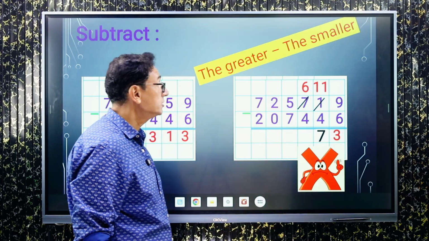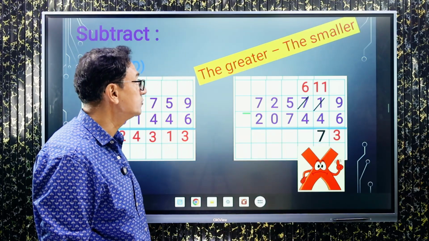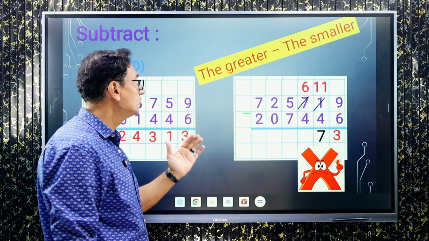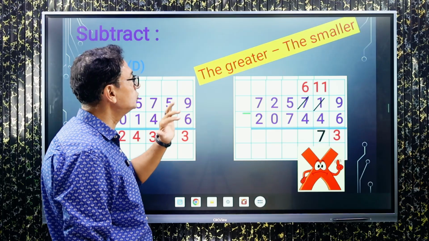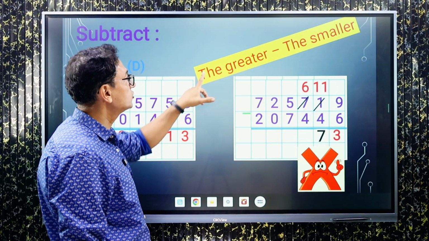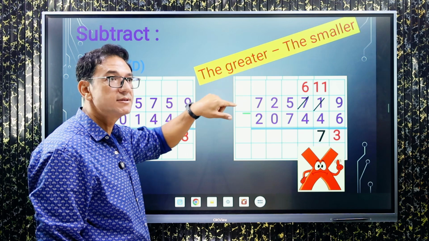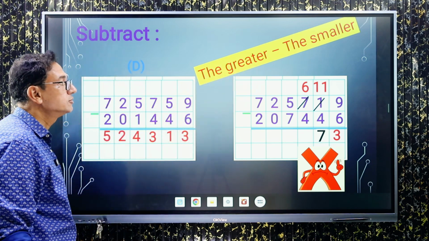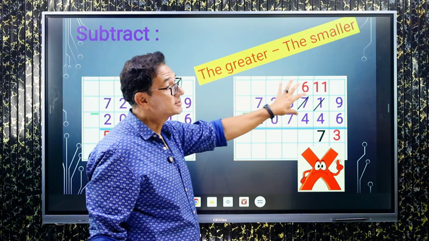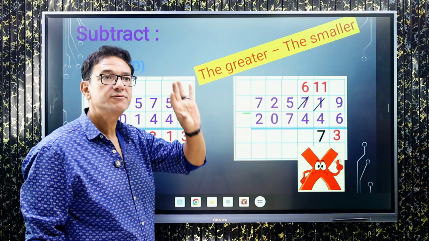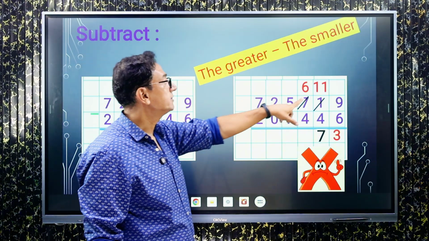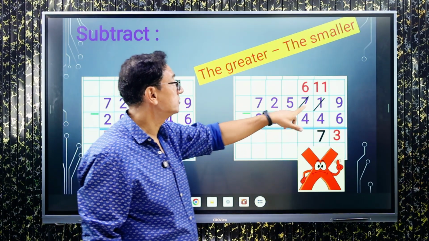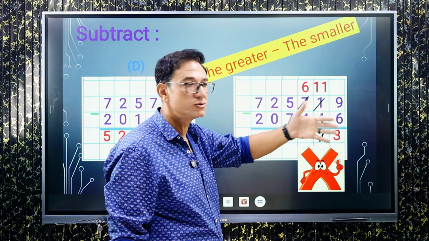6 minus 4, it goes. 6 is greater than 4. We can subtract the greater minus the smaller, or we can subtract the two numbers from each other. If we have the same two numbers, such as 5 minus 5, it goes. 5 minus 5 equals 0. So in each step in subtracting, we have to make sure that we are subtracting the greater minus the smaller. For 11 minus 4, it goes.